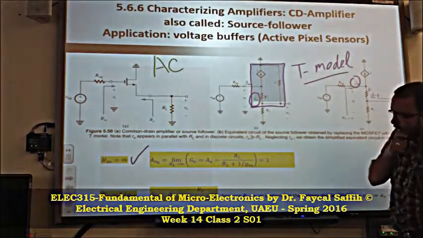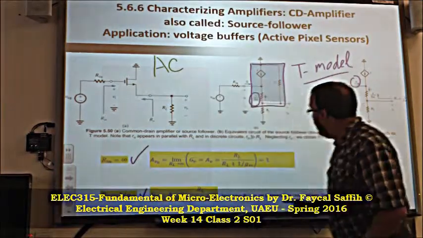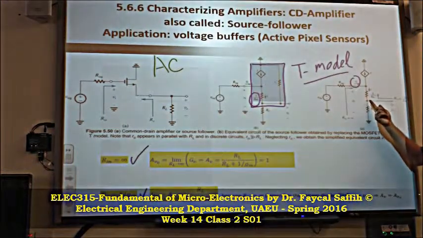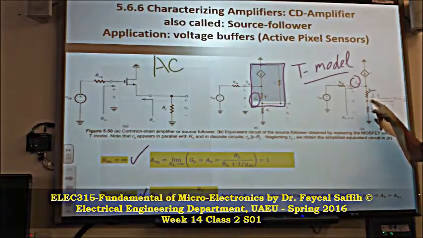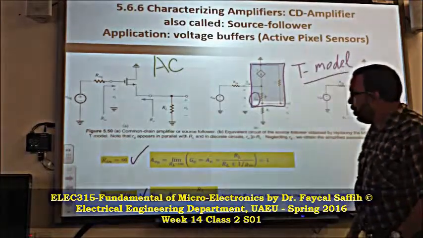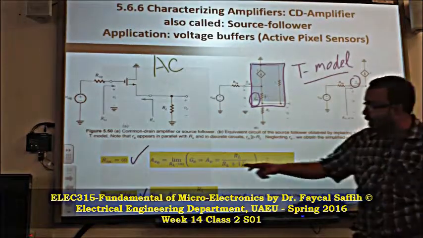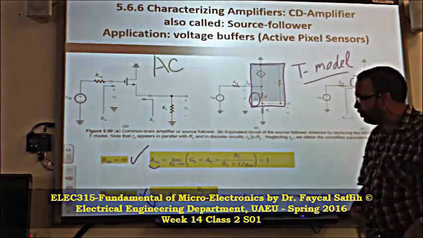Now the second characteristic, let's look at first the output resistance. This is much easier. The output resistance is basically the resistance looking into the source, and that resistance is nothing but 1 over gm. We already found that from the previous slide. Finally, we have to find the open circuit voltage gain and the overall voltage gain.